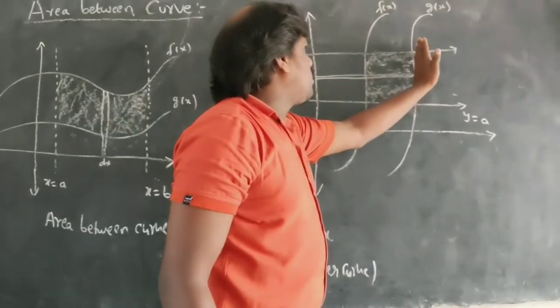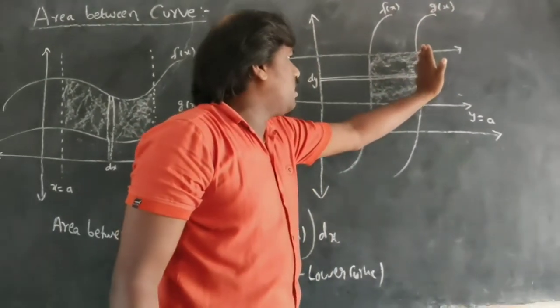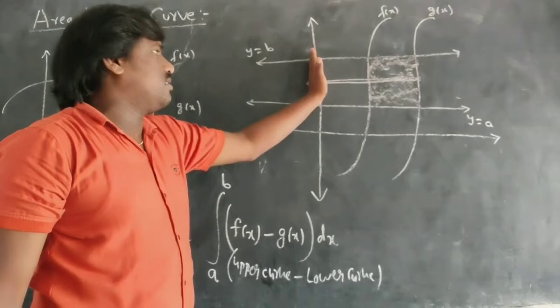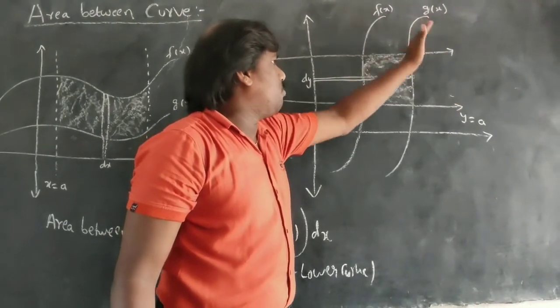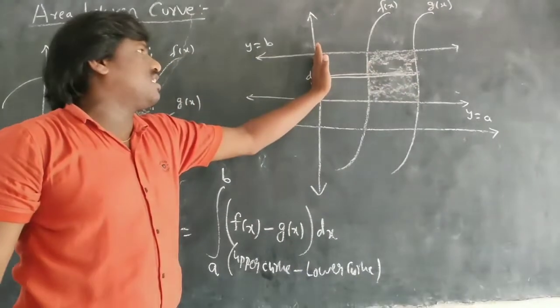This area, we will see here, the g of x area goes from here to the y-axis. The g of x area is, between a to b, from here to here.